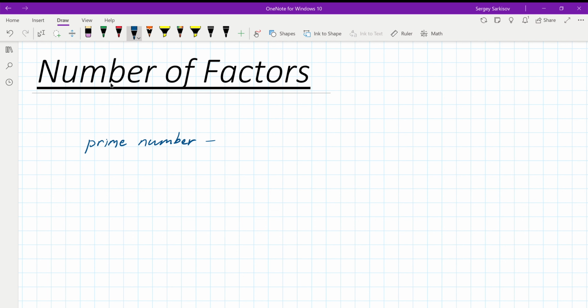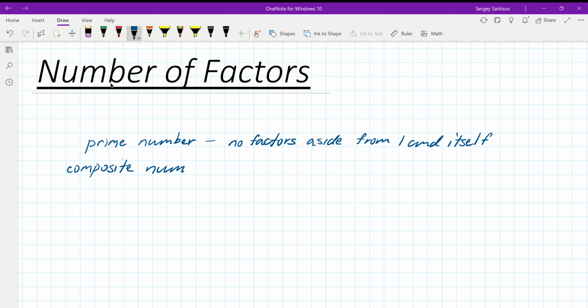As we're doing the number of factors topic, and we'll talk about some other little mini topics on the side. So a prime number has no factors aside from 1 and itself. It's just the definition, all right? Now what is a composite number? If it's not prime and it's not a 1. Hear me out: 1 is considered to be neither prime nor composite.